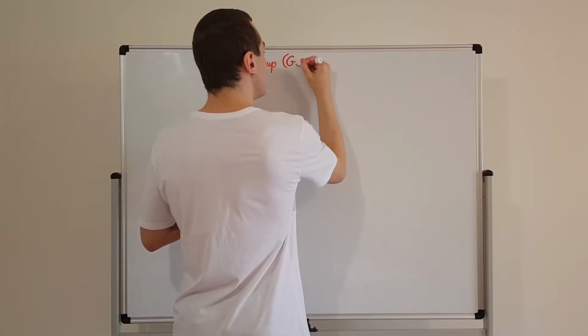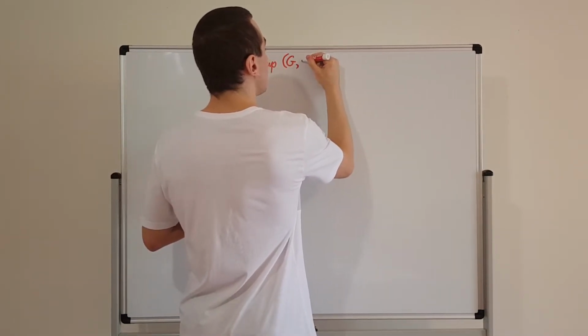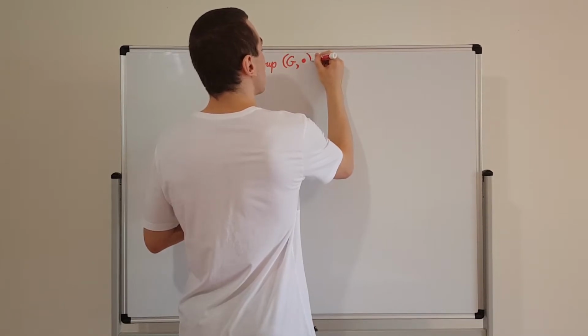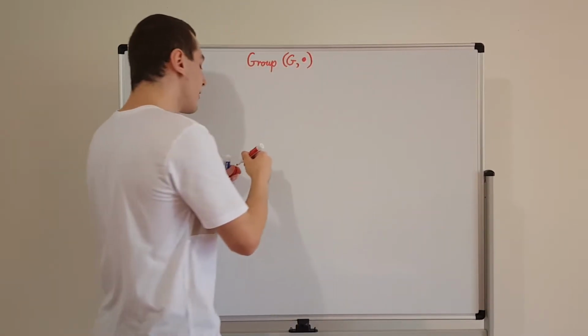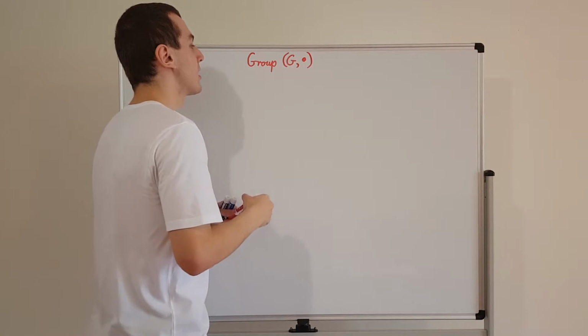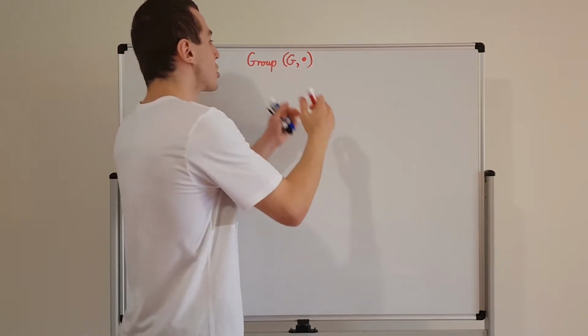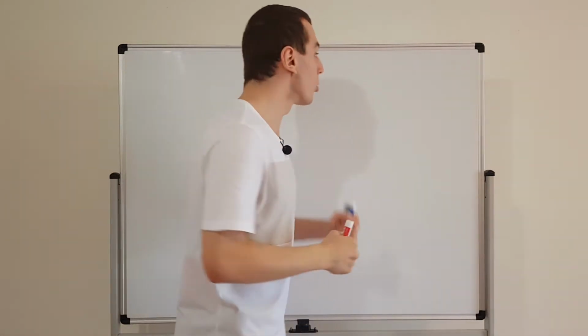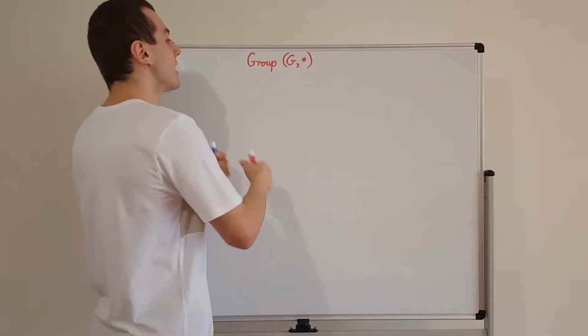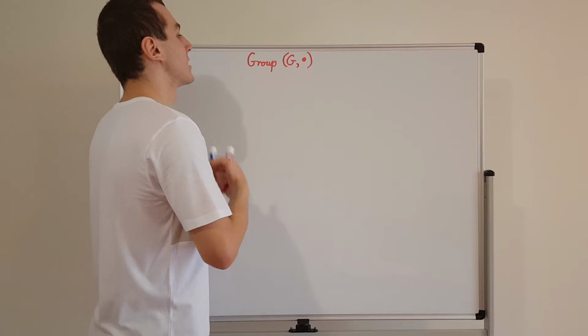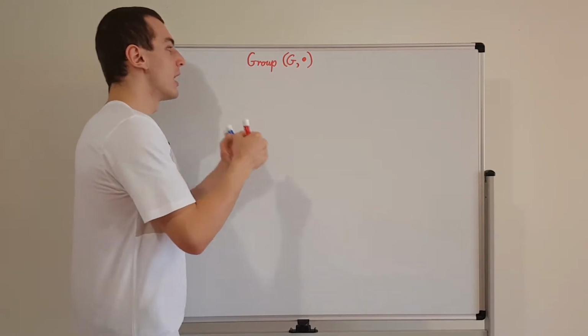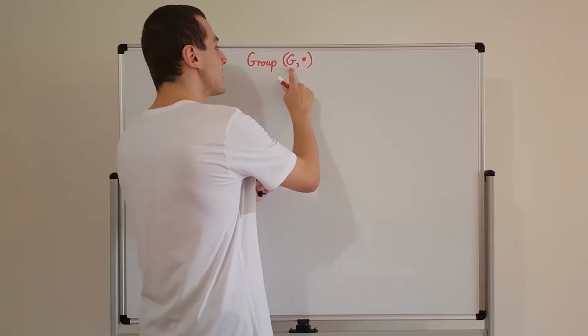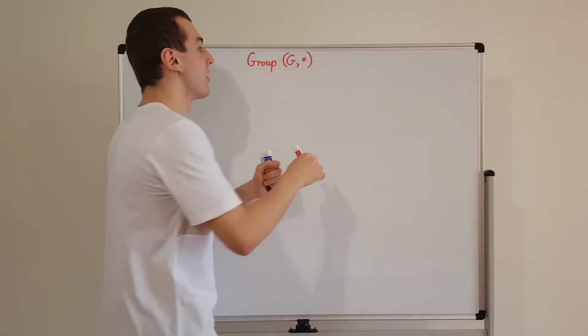And it also needs to have an operation. And I'm going to use this dot to denote the operation. So this is a very general concept in abstract algebra. It is a structure that has some axioms that it must satisfy. And I'm going to go through all of those axioms, and I'm going to explain the notation that I'm using for those axioms.